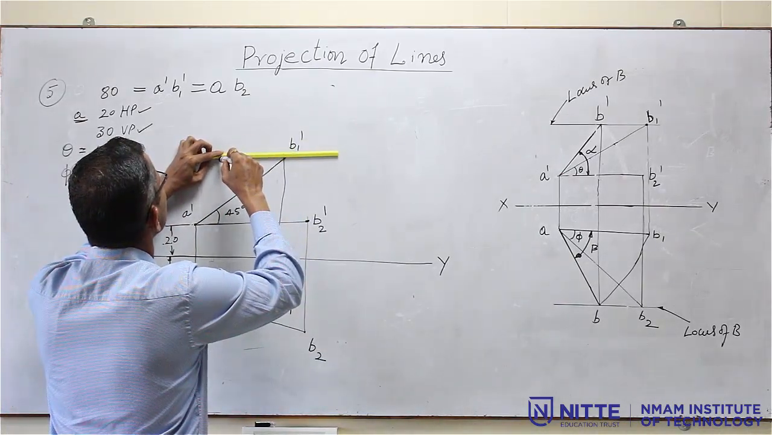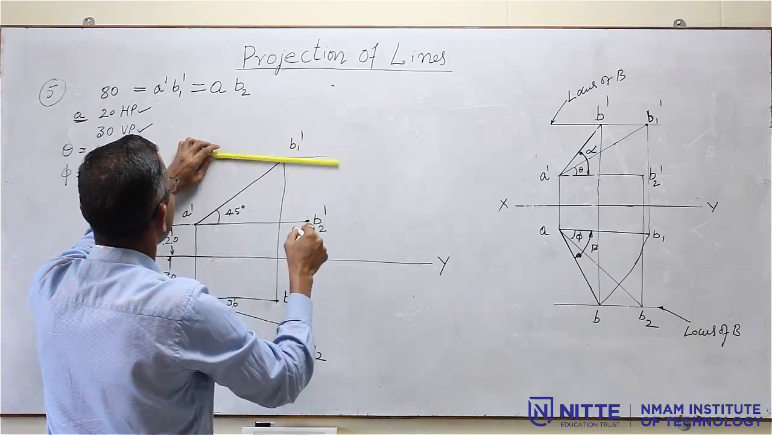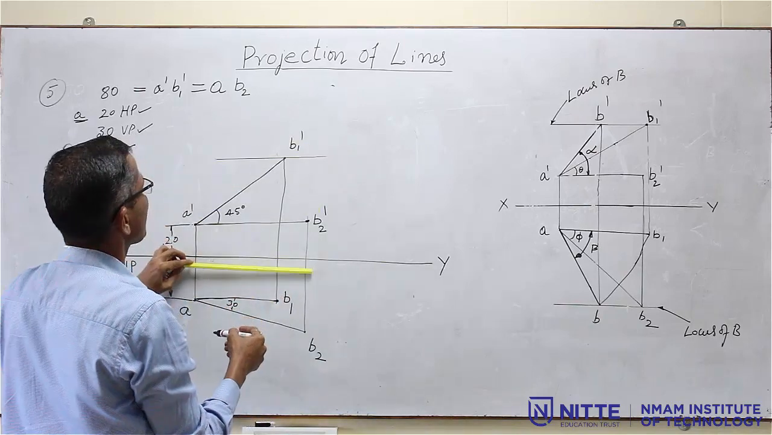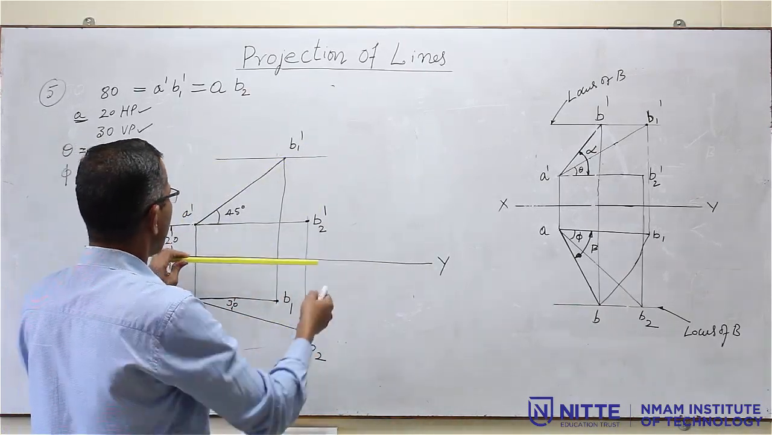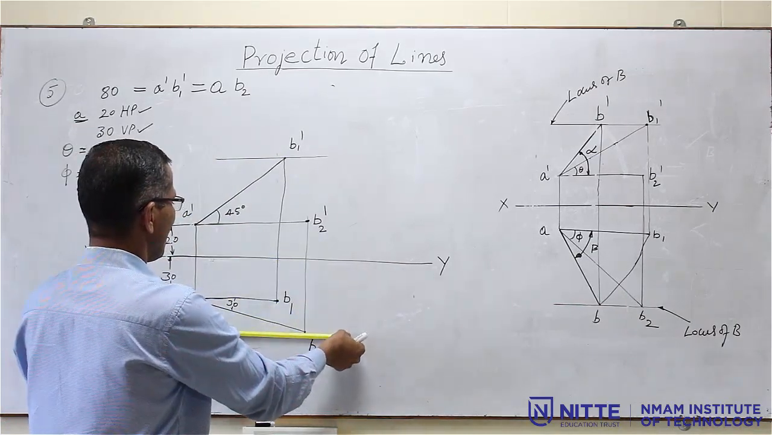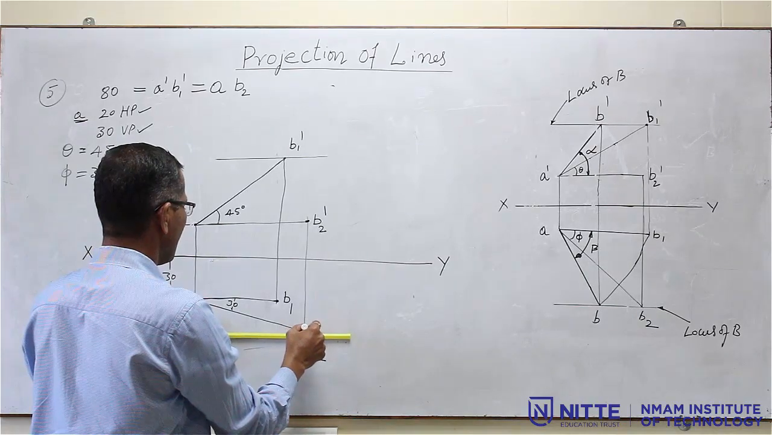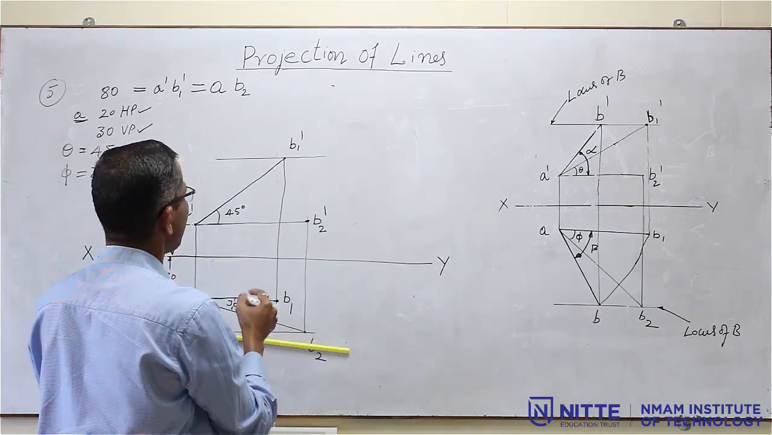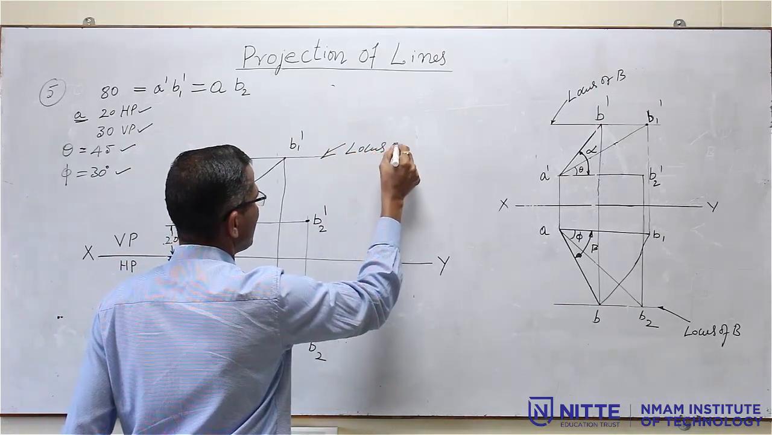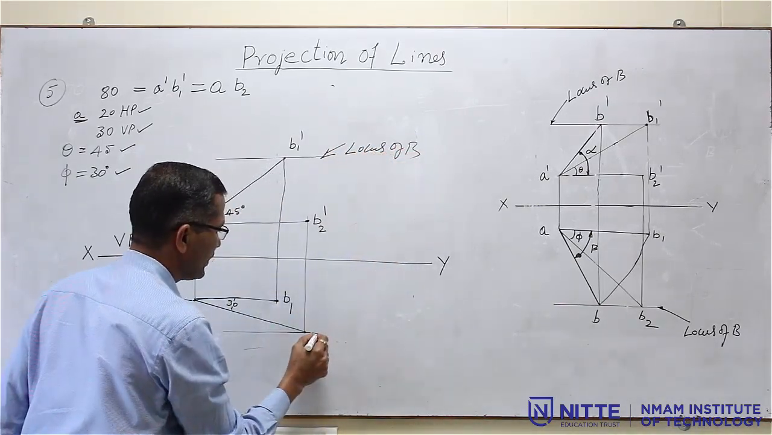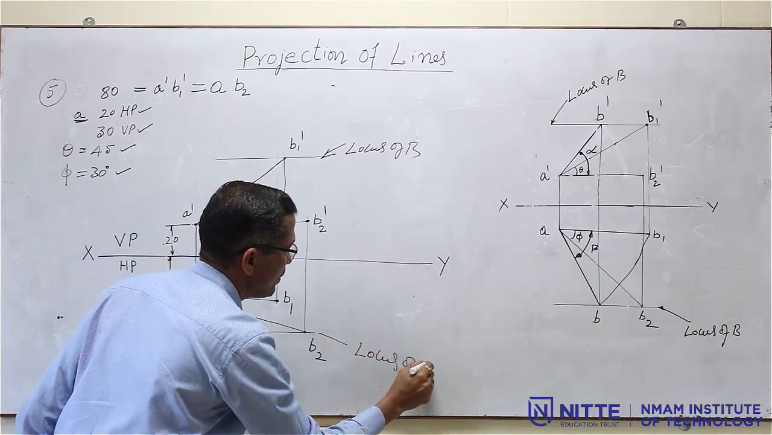Take your 2H pencil and draw a line parallel to the XY line. This line is parallel to the XY line, and it should pass through B1 dash. Similarly, parallel to the XY line, you have to draw a light line through B2. So, this is called a locus. This is a light line. So, we call it the locus of B. Here also I will call this the locus of B.